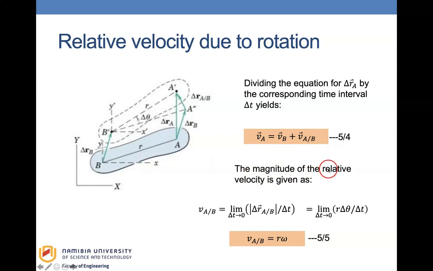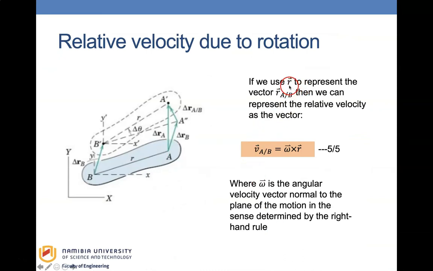And then the magnitude of the relative velocity, V A with respect to B, is equal to the limit as del t tends to 0. You take the absolute value of this vector and divide it by del t, which is the limit as del t tends to 0 of R del theta over del t. And we know what this is. This is omega. So that gives us R omega. And this is the relative velocity due to rotation.